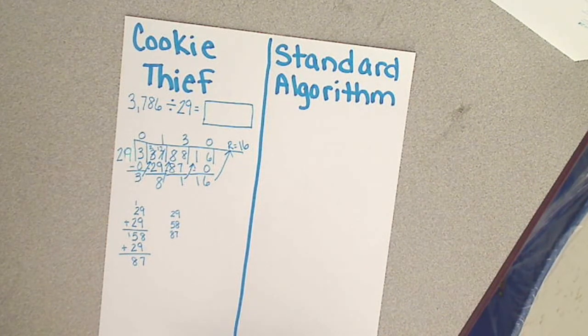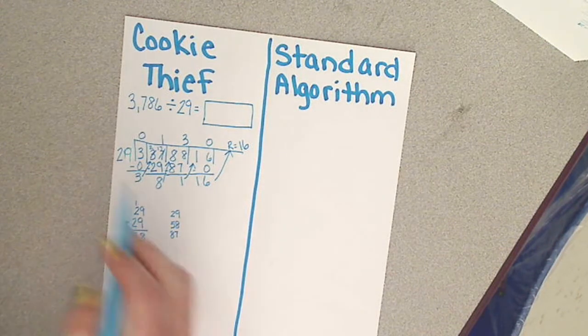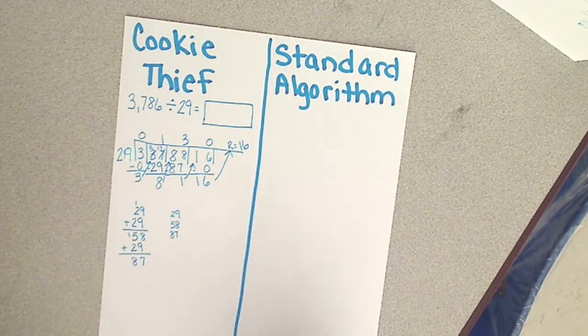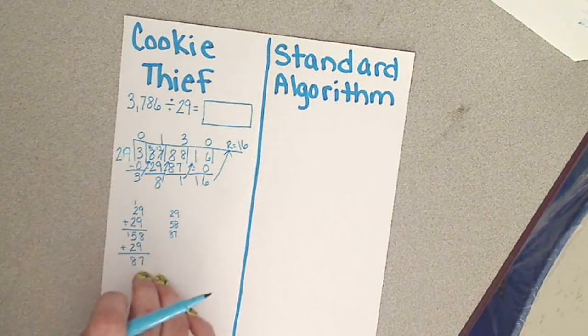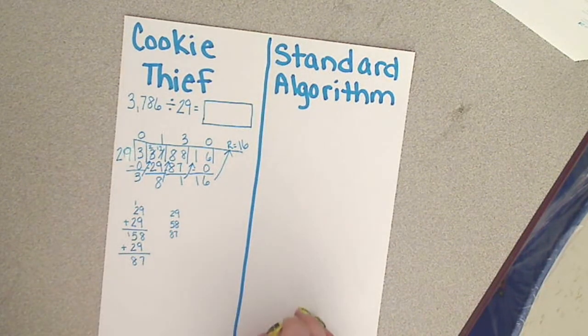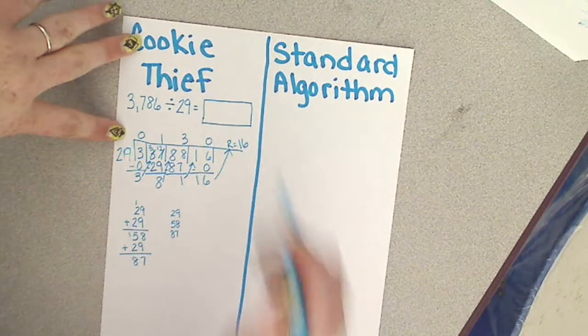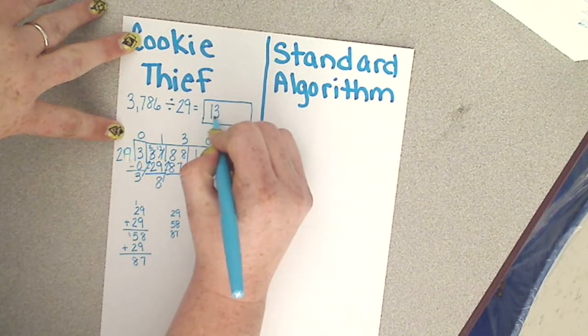So that is the story of the cookie thief. I love the cookie thief. A, because this takes up a lot less space. It's a lot less confusing to me. The steps are a lot more simple. And I just love the story. So now let's see how cookie thief compares to standard algorithm. So actually we need to finish this one first.